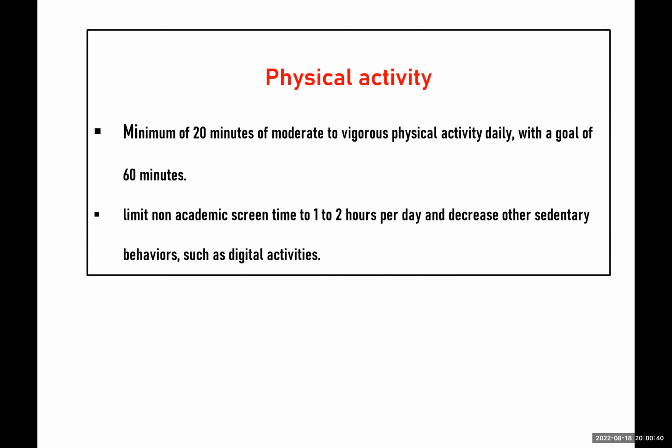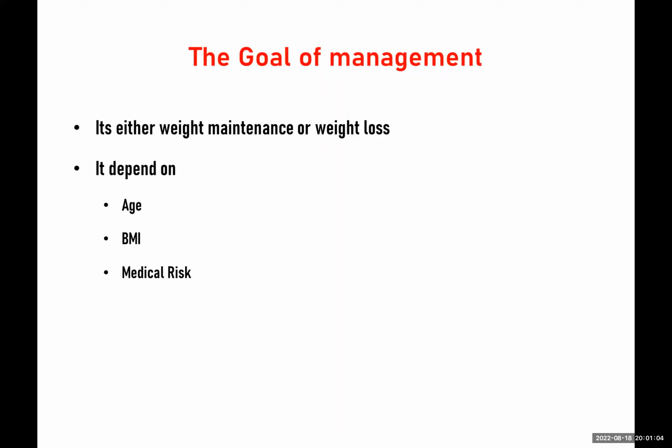Physical activity, we need a minimum of 20 minutes, and then you upgrade to the goal of 60 minutes. And you have to limit academic screen time to 1 to 2 hours, as I mentioned, and decrease other sedentary behavior such as digital activities. And of course now every house has a PlayStation, and this is one of the problems. Any child aged 5 years has a phone, an iPhone 13 Pro Max.